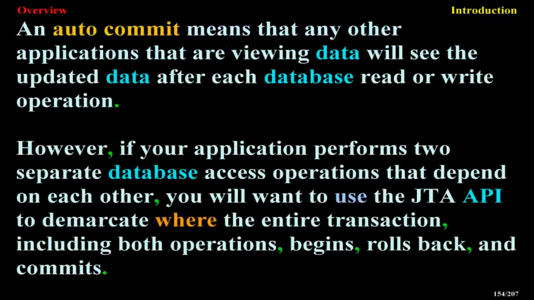An auto-commit means that any other applications that are viewing data will see the updated data after each database read or write operation. However, if your application performs two separate database access operations that depend on each other, you will want to use the JTA API to demarcate where the entire transaction, including both operations, begins, rolls back, and commits.